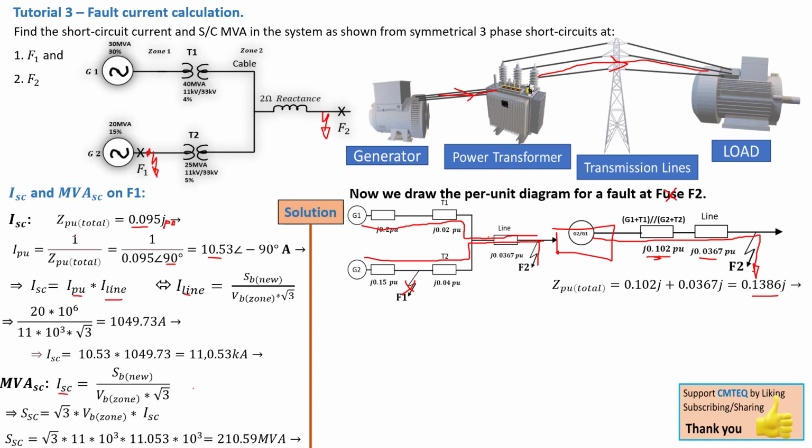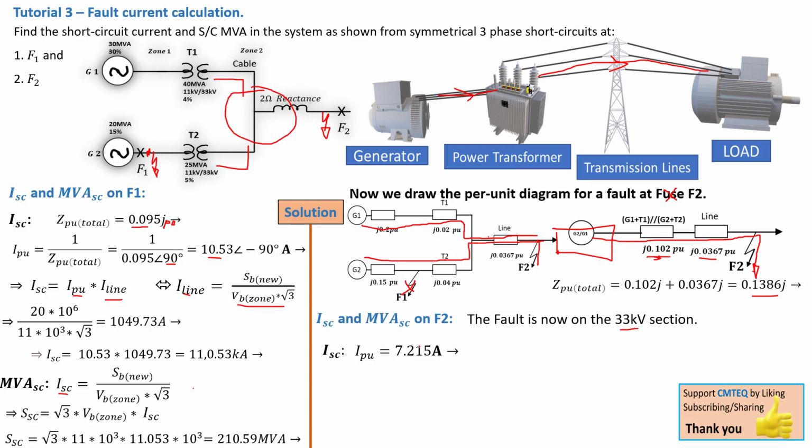You now have to calculate the short circuit current based on the Z per unit total of the new fault location, and that's going to be very easy. But remember, a simple trick: the fault is now on the 33 kilovolt section. Your fault is no longer located on the 11 kilovolt zone, it is now on the 33 kilovolt, because T1 is stepping up to 33 and T2 is also stepping up to 33 kilovolt. So this entire zone is at 33 kilovolt potential. It means that this voltage is the voltage you're going to use to calculate your I line, the VB zone.